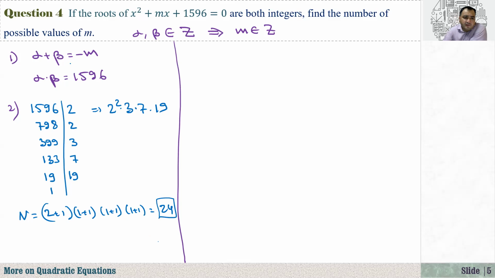So this alpha and beta, right? I can just write this as 24 factors, so it is 12 pairs, right? Plus minus altogether, so it is 24. So 1596 I can write in 24 different ways as a product of two integers, right? Like for example, 2 times the remaining one, and 3 times the remaining one, and so on.